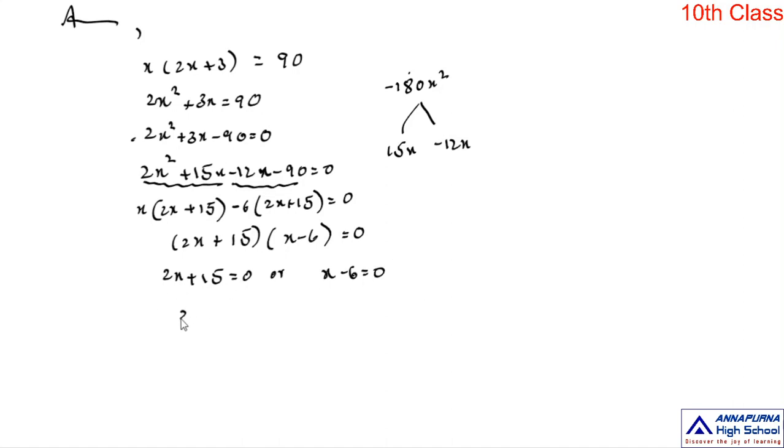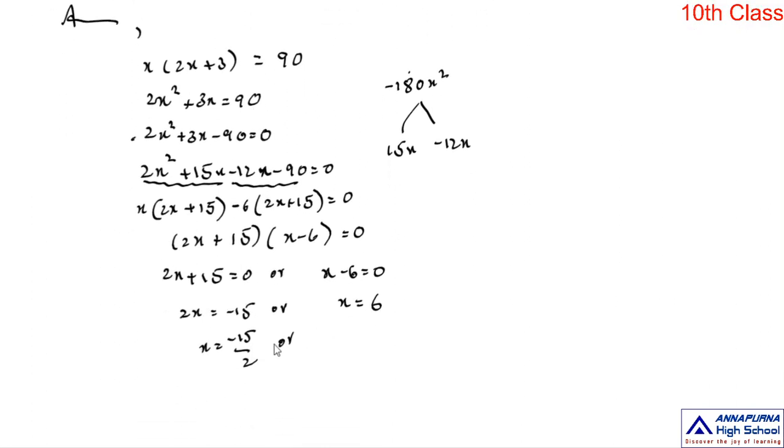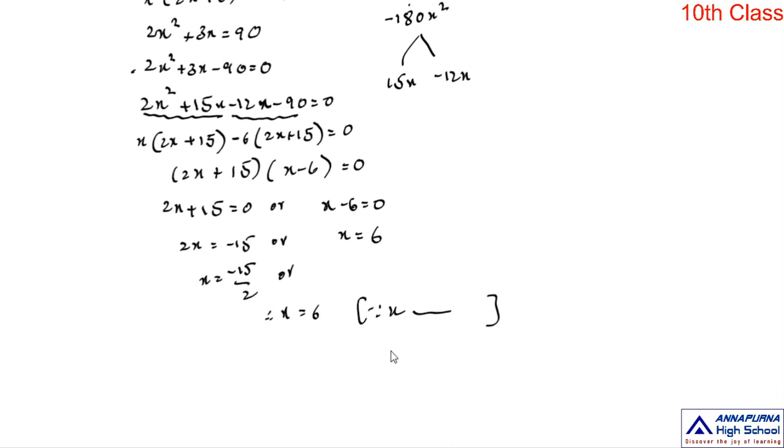So if 2x plus 15 is equal to 0, then 2x is equal to minus 15, x is equal to minus 15 by 2, or x minus 6 is equal to 0 means x is equal to 6. But what is x? It represents the number of articles. That means it is a countable number. But minus 15 by 2 is not a countable number. So that's why here x is equal to 6, since x is a countable number. So x is not equal to minus 15 by 2.